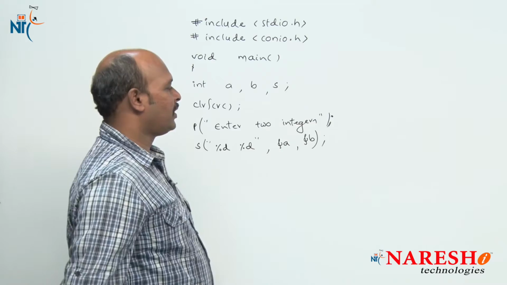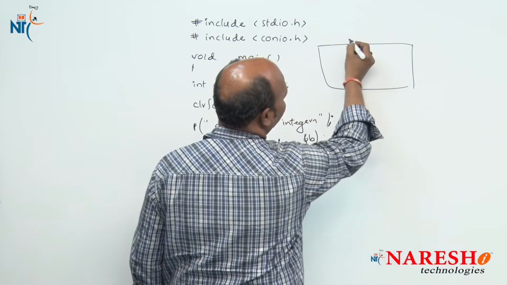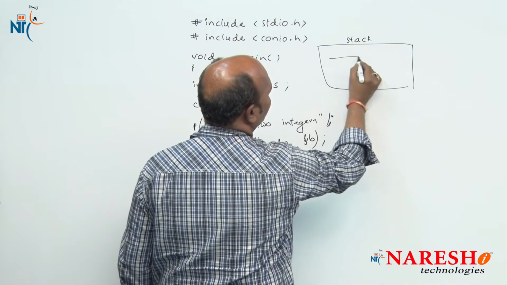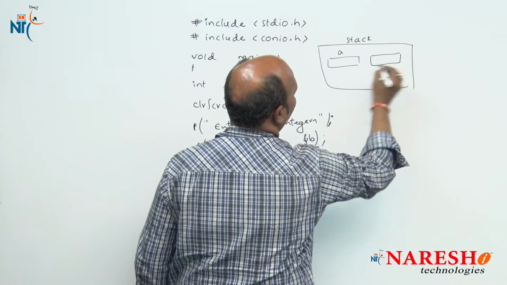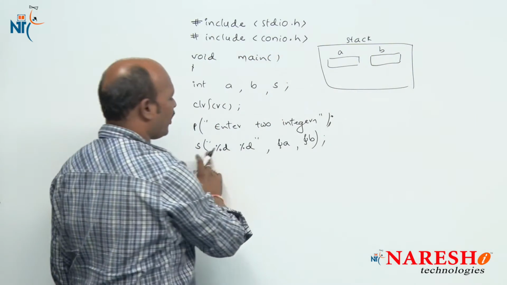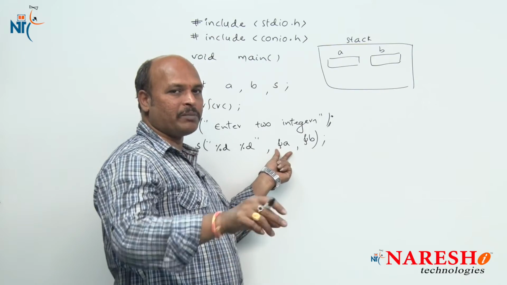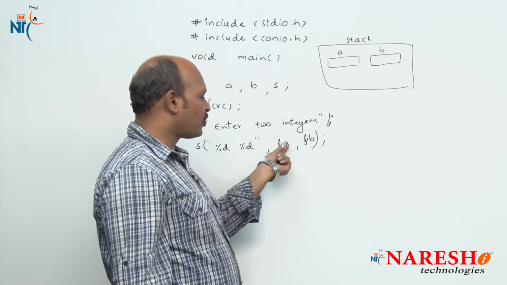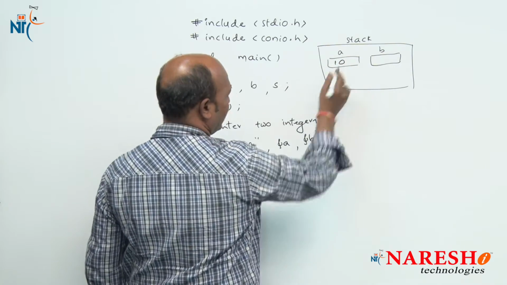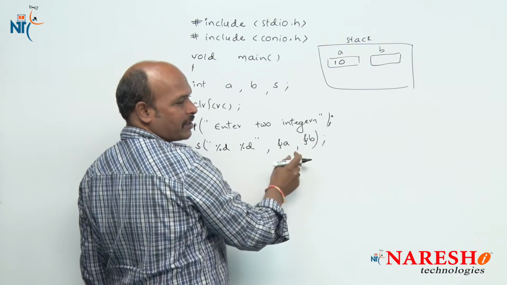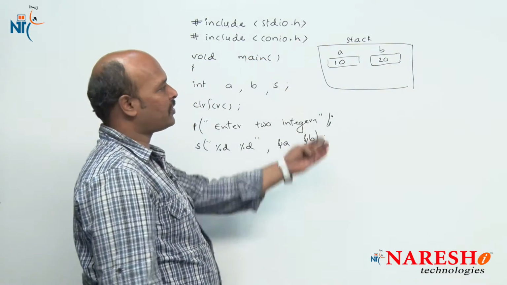Now what happens when this program is executed? Just think of the stack, and two variables are created, a and b. Now when scanf is used, first of all the first value is stored at the address of a, for example 10. Later the second value is stored at the address of b. Now two values are stored in the stack.